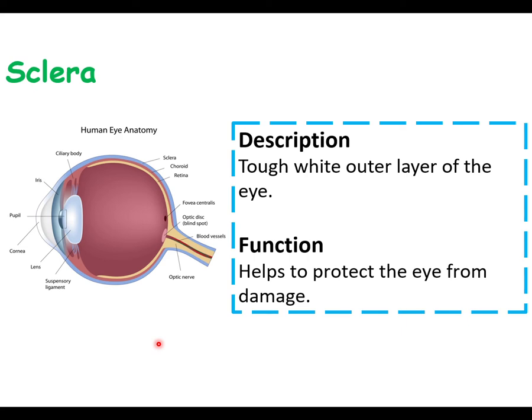And it's incredibly good at its job. It does contain lots of little blood vessels. You can see them sometimes in the corners of your eye, and they can rupture. But generally, it's white, tough, and protects the eye from damage. So those are the main parts of the eye.